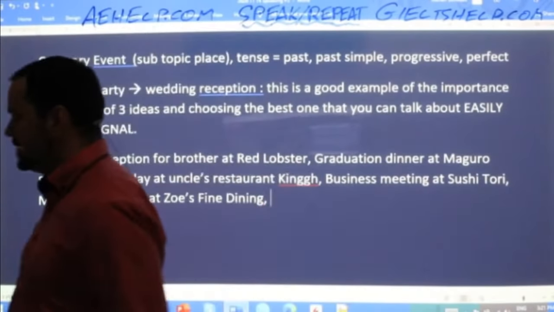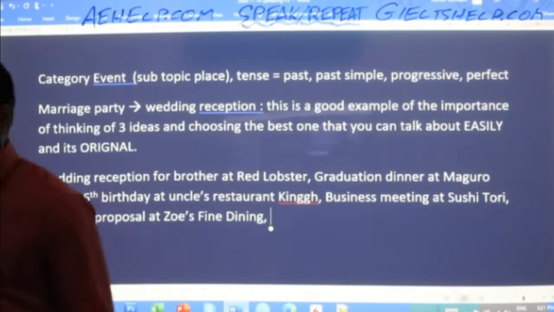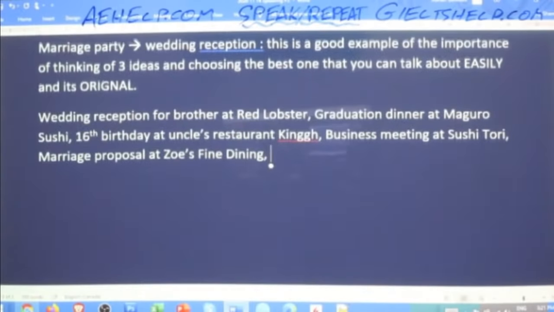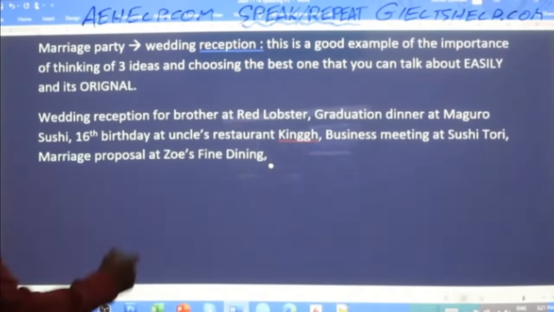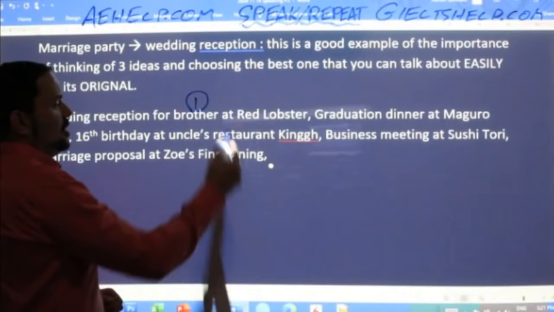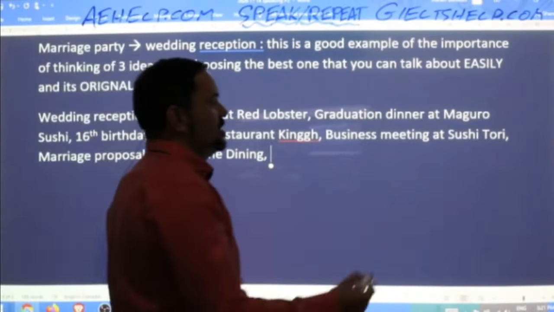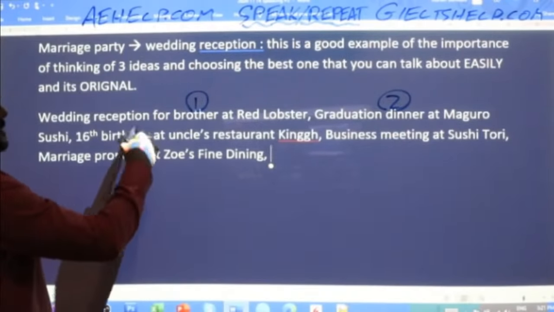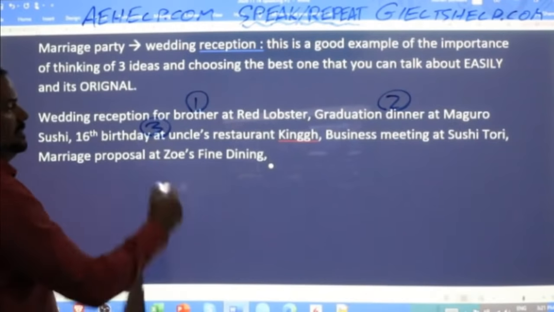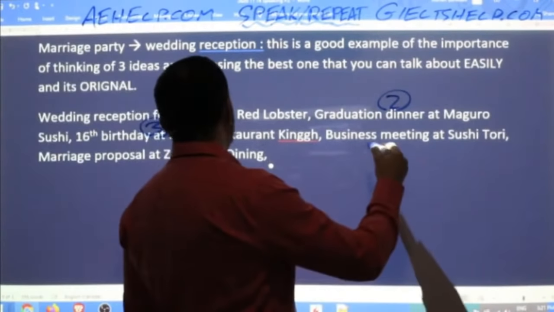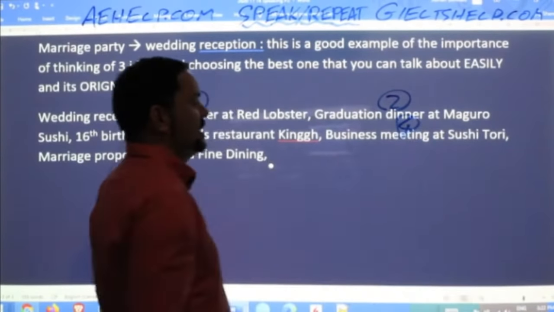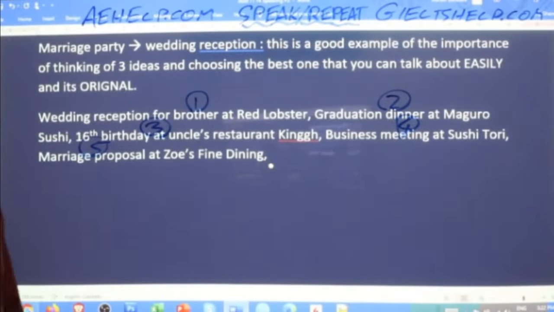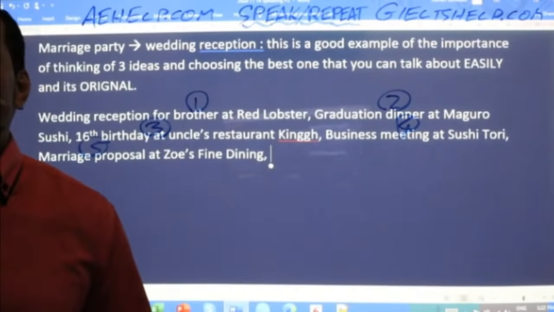Okay, nice. So we have some good ideas here. Let's stick with one of these and then we'll work through the planning and we'll create our part two response. So, wedding reception for my brother at Red Lobster, number one. Graduation dinner at Maguro Sushi. 16th birthday at the uncle's restaurant King, or business meeting at Sushi Tori. I think we have some really nice ideas here. Or we can do number 5, marriage proposal at Zoe's Fine Dining. That's a good one as well.